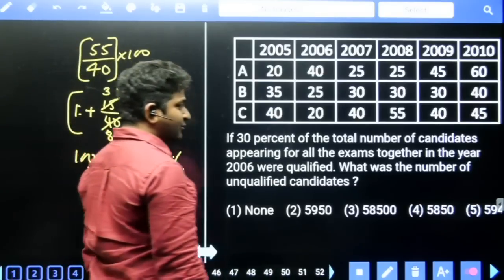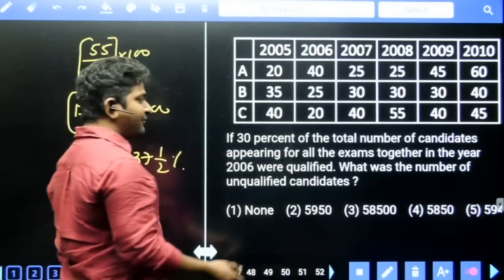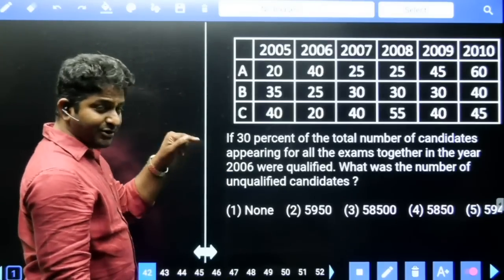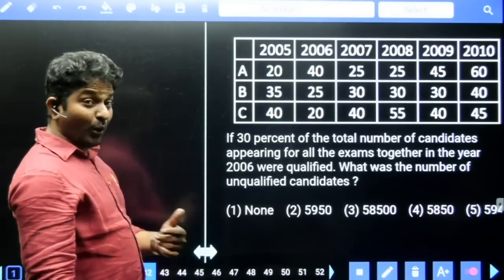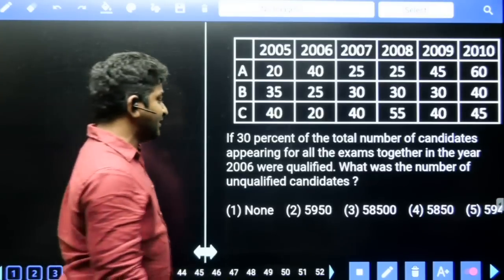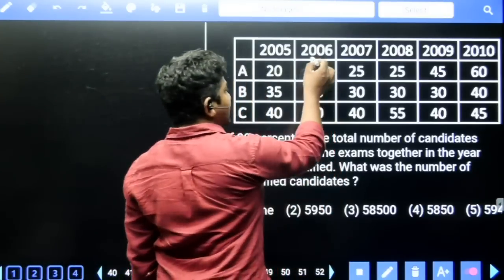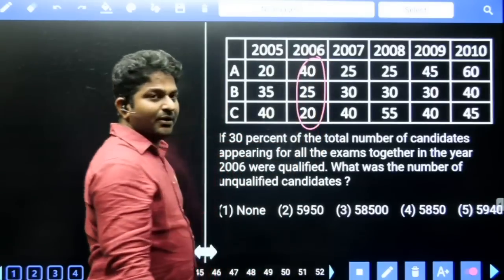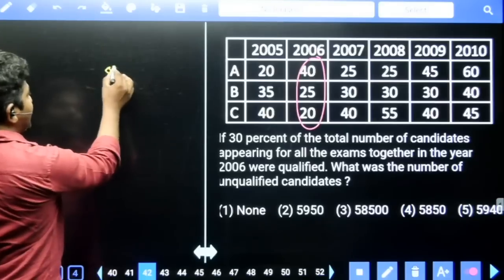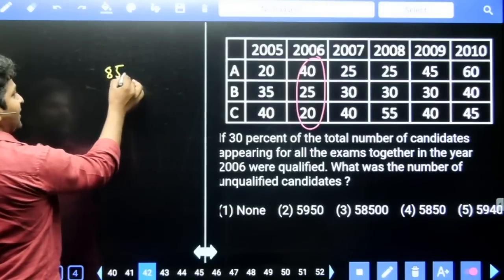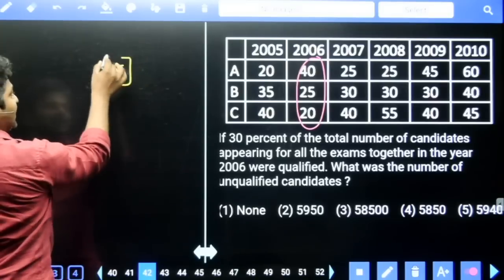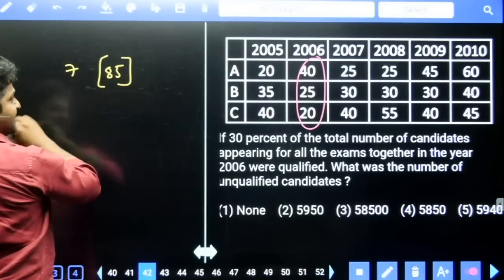If 30% of the total number of candidates appearing for all the exams together in the year 2006 were qualified, what was the number of unqualified, not qualified candidates in the year 2006? These are people who have appeared the exam. 40, 20, 60, 60, 25, 85. Out of 85,000, what percent have not qualified? 70 percentage. Now let's calculate 70 percentage.